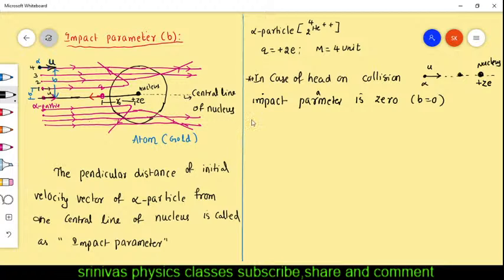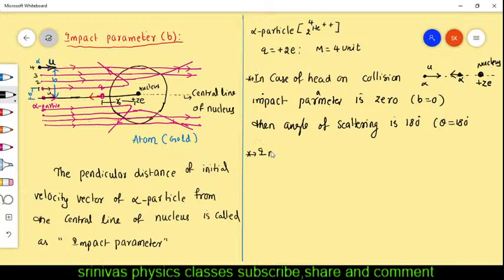In this case, the angle of scattering is how much? The angle of scattering is 180 degrees. Have you understood why it is 180 degrees? Because initially it is going to the right side and finally it will come to the left side. That's why the angle between the initial direction and the final direction is 180 degrees. That is the angle of scattering.